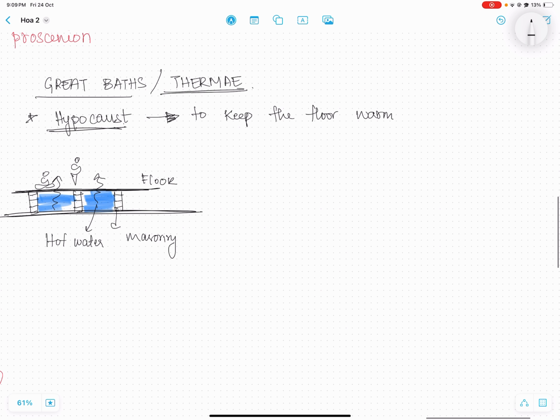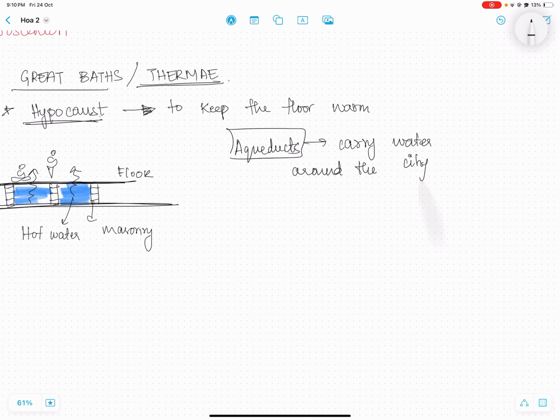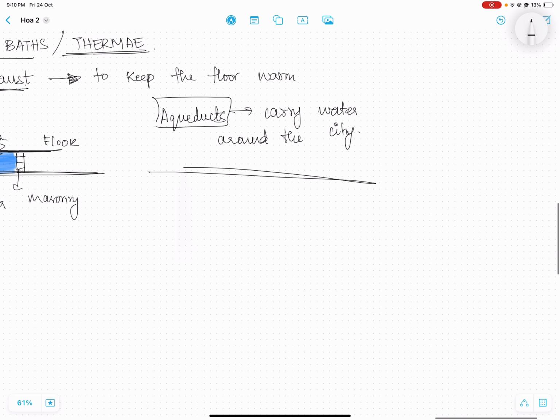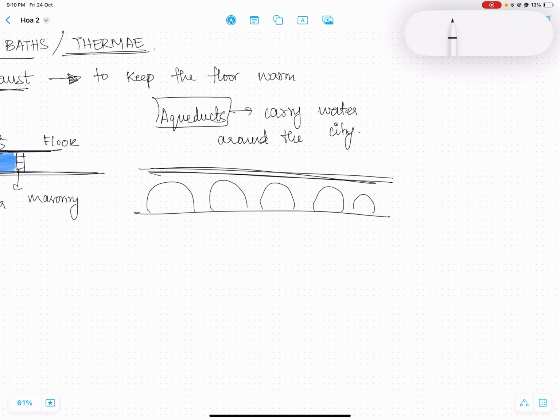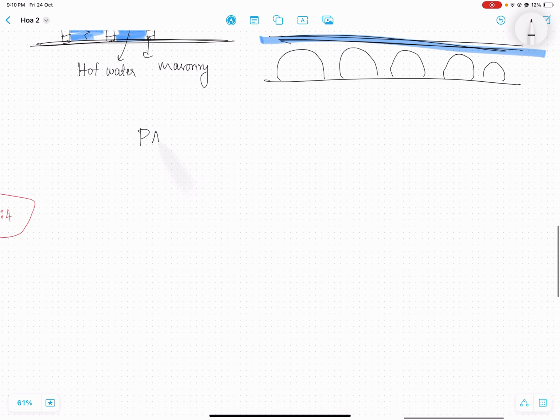And then we will move on to talking about water. They had something called aqueducts, which was the system used to carry water around the city. It was like a huge tunnel with arches, and the water was carried in it throughout the city. Then we have finally the Pantheon.